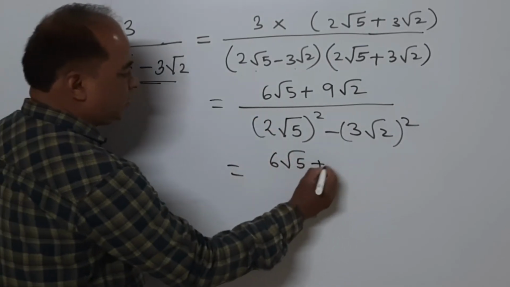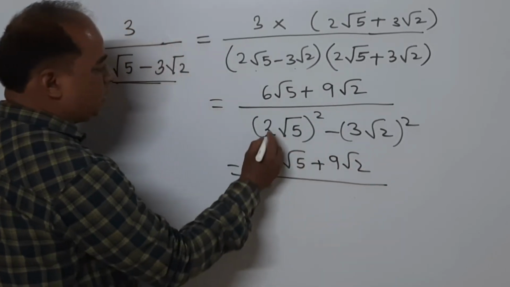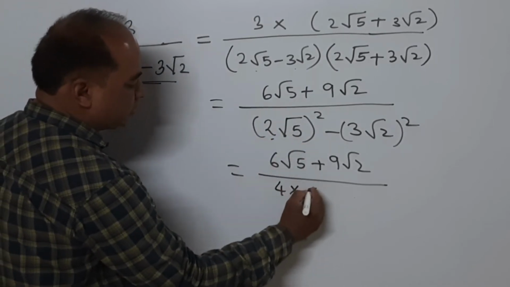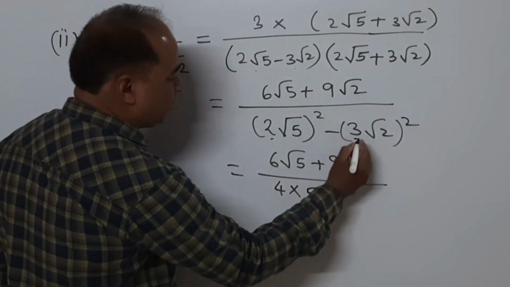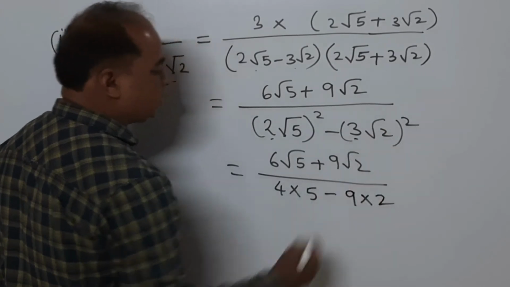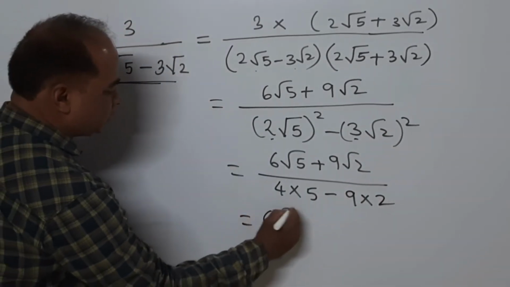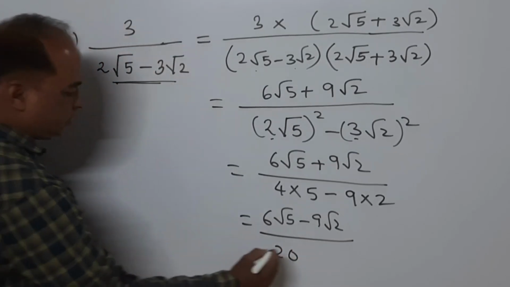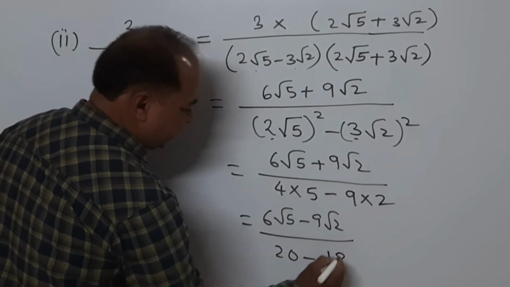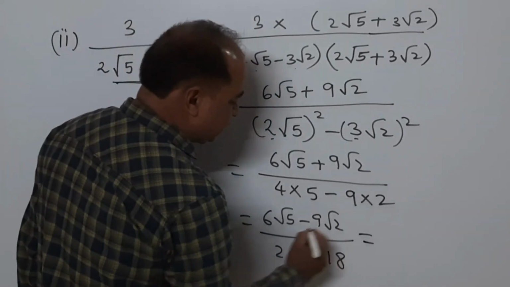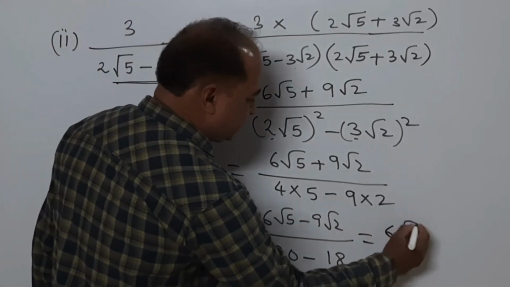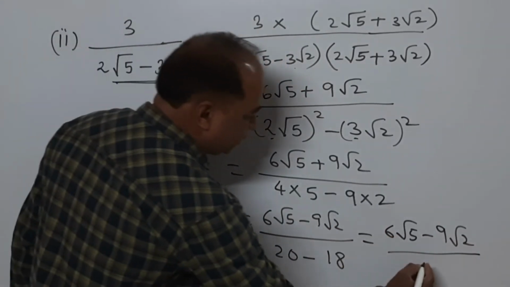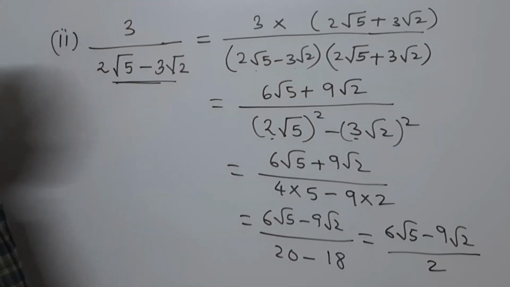which is equal to, numerator will remain same, 6 root 5 plus 9 root 2 upon, here 2 square of 2 is 4 and root 5 square is equal to 5, minus 3 square 9 into root 2 square is 2, which is equal to 6 root 5 plus 9 root 2 upon 4 5s are 20 minus 9 2s are 18, which is equal to 6 root 5 plus 9 root 2 upon, here 20 minus 18 is equal to 2. That is the answer.